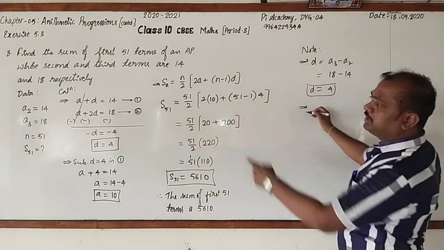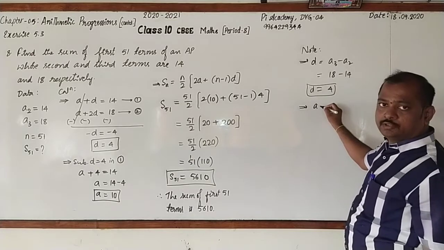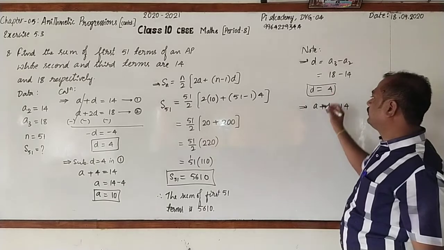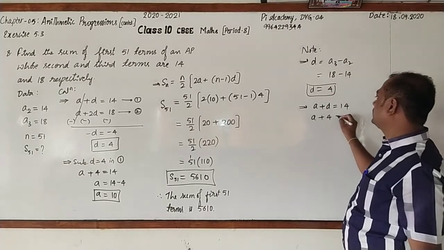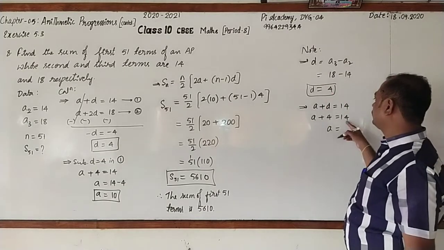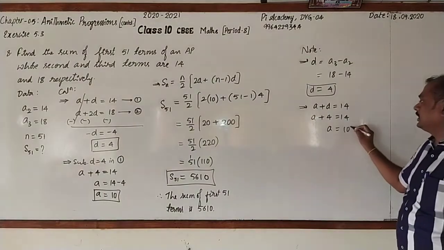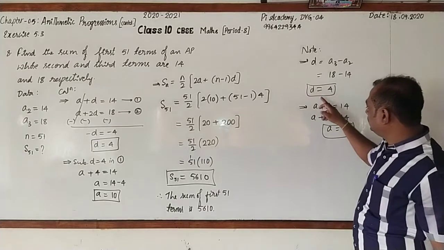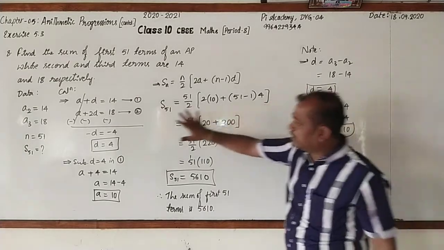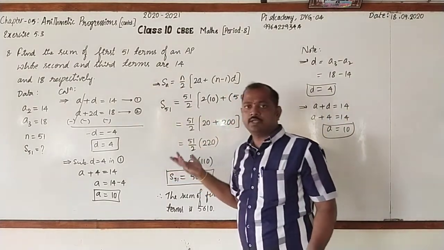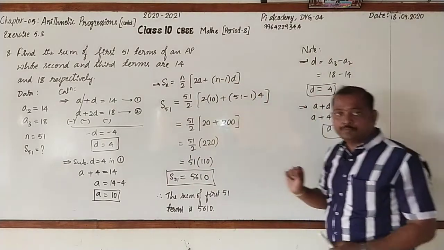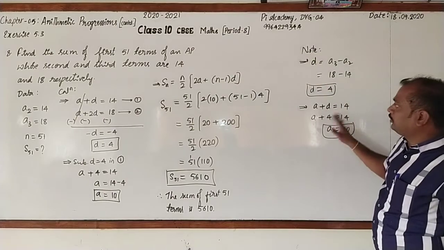We know that A2 is 14. A2 is nothing but A plus D is equal to 14. Then D is 4, so A plus 4 is equal to 14. Then A is equal to 14 minus 4, which is 10. Clear? You can find out D and A either in this way or in this way. Then the Sn formula is the same. Let's copy from there to here. If you need, you can write that in the note.